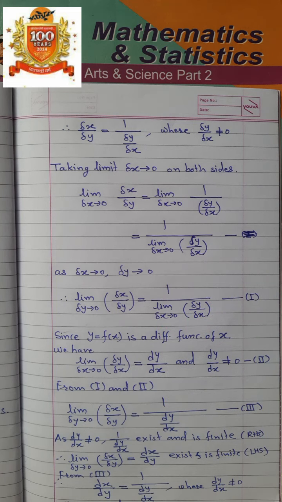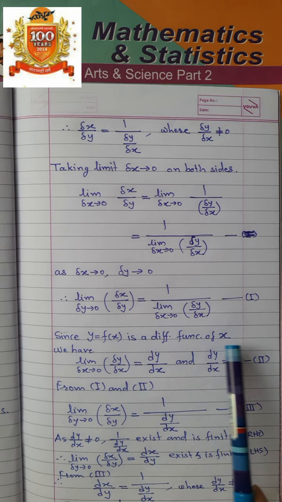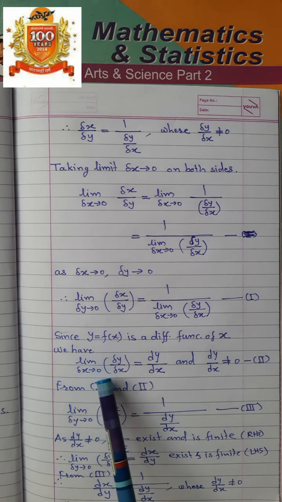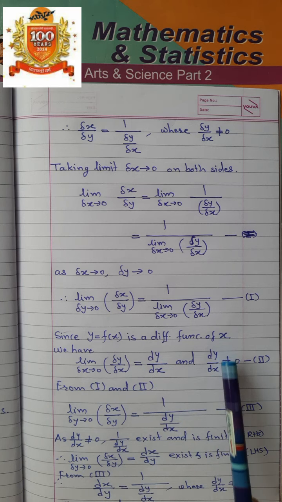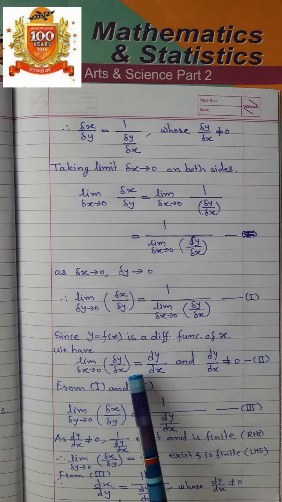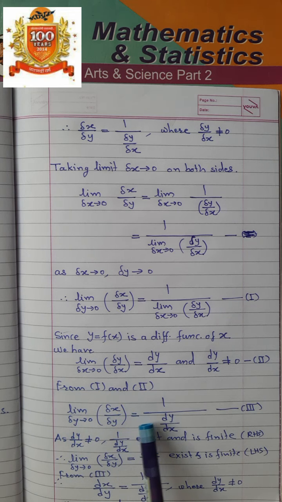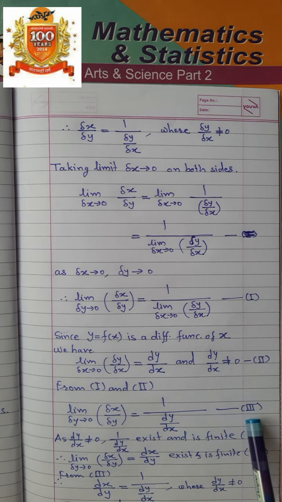Denote this as first. Since y is equal to f of x is a differentiable function of x, it is given. Therefore we have limit del x tends to 0 del y by del x is equal to dy by dx, and dy by dx is not equal to 0. Denote this as second. From first and second we can write limit del y tends to 0 del x upon del y is equal to 1 upon dy by dx. Denote this equation as third.